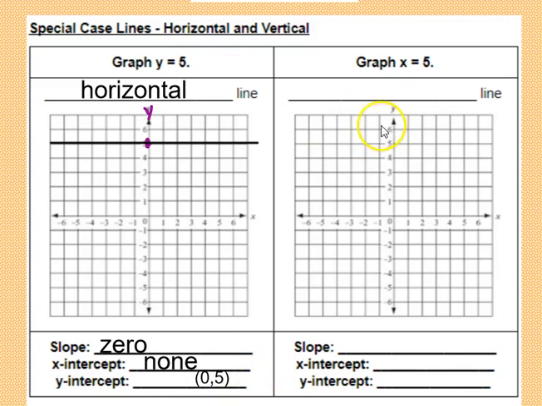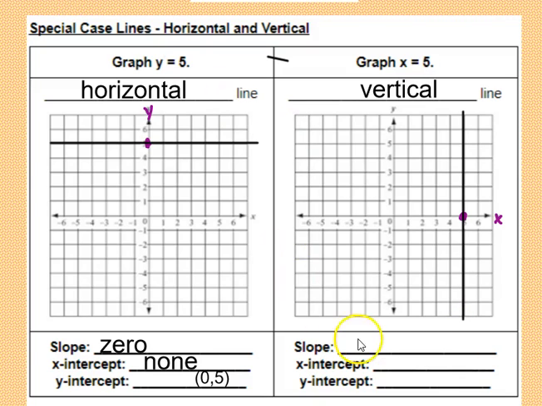All right, and then our other special case line would be an x equals line, which is going to be a vertical line, so straight up and down. So to graph this line, we go to the point where x equals 5. So we go onto the x-axis, which is our horizontal axis. We go to the point x equals 5, and then we draw a vertical line through that point.